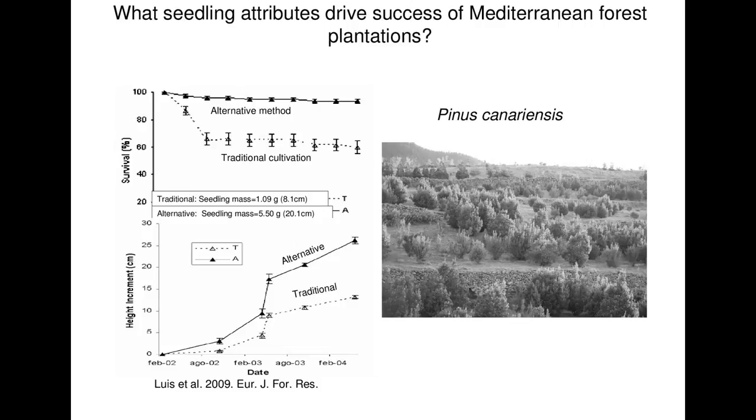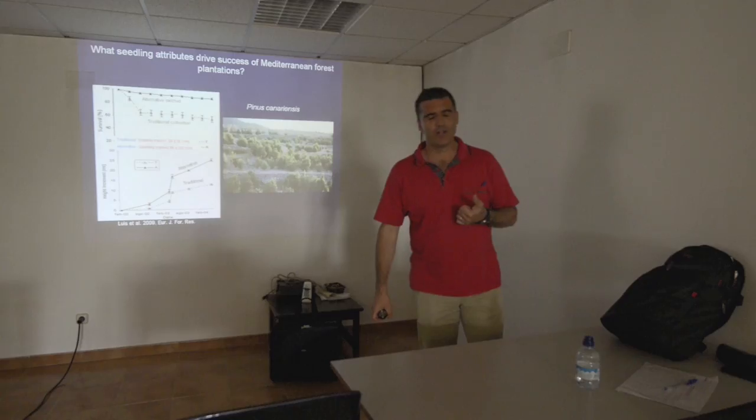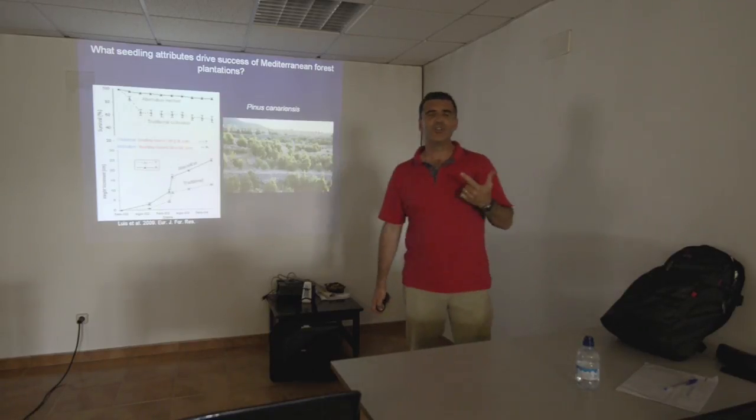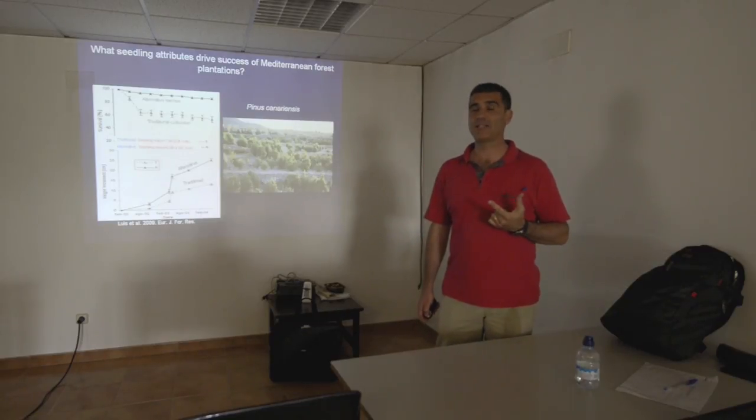And as you can see, in this very harsh place, the alternative method, the method that we were proposing, provided seedlings with higher survival. The seedlings are bigger than the seedlings produced in the traditional system. As you can see, the height of the seedlings of Pinus canariensis in our alternative method is 20 centimeters. The traditional cultivation system significantly reduced survival, and the difference was especially important in growth. Our method increased the growth of the plants a lot. So one of the important take-home messages of this study is that small, nutrient-poor seedlings usually do not have a very good performance under dry conditions.